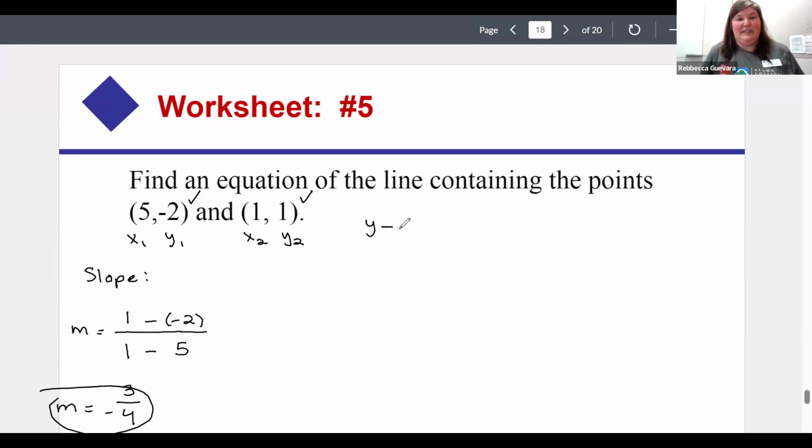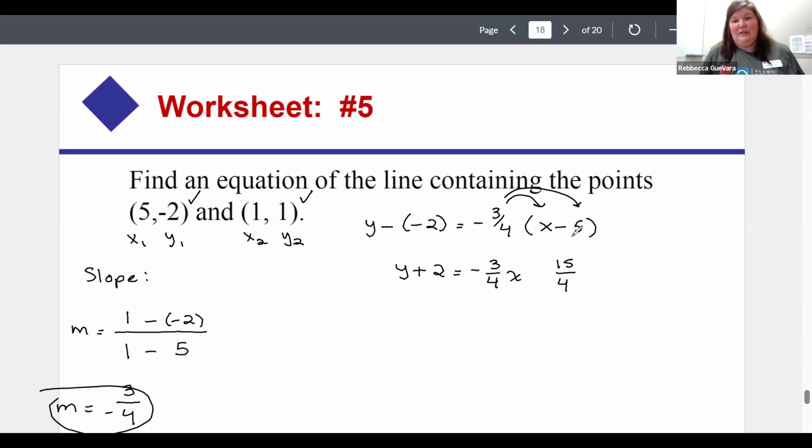Then we're going to have y minus my y1, which we said is the negative 2, equal to my slope, which we just found to be minus 3 over 4. And then we are going to have x minus x1, and x1 we said over here was 5. So y minus minus 2, y plus 2. If we distribute this, we get minus 3/4 x times that 5. So the 3 times the 5 is going to be 15, and then we keep the 4 on the bottom. Negative times negative, so this is a positive.